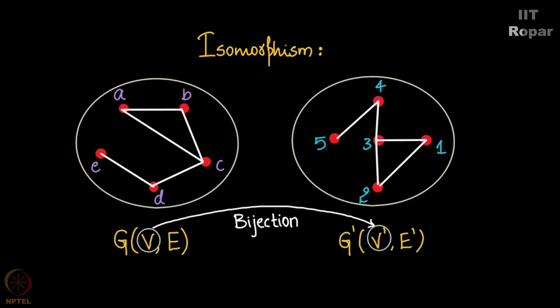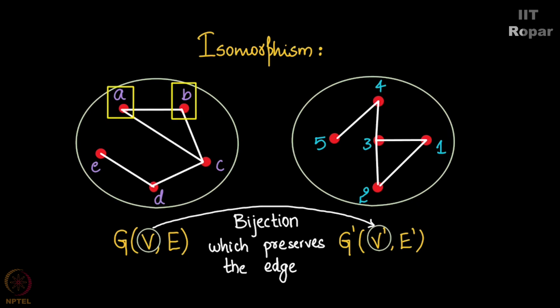Correct? Think about it. This part I'm not explaining much. It's actually commonsensical. So a bijection from V to V dash which preserves the edge. This is the place where we get confused. Where did the word preserve come here? What does it even mean? It's very simple. All that we're trying to say is, if A and B are friends, look at this example, if A and B are friends, then the mapping, whatever it is, A is going to 1 and B is going to 2, 1 and 2 will be friends. That's what we mean by the word preserve.